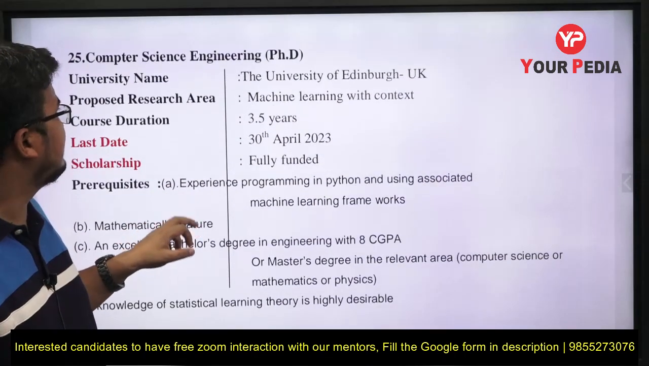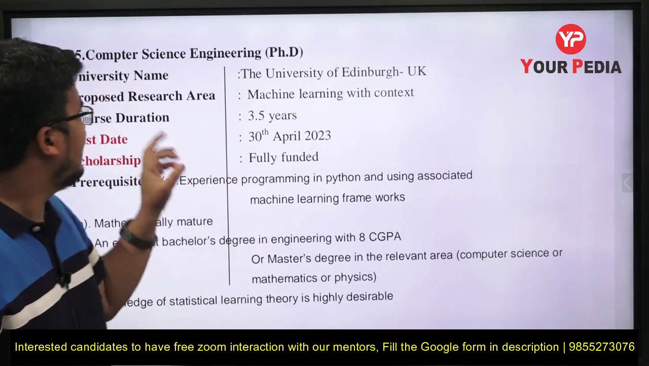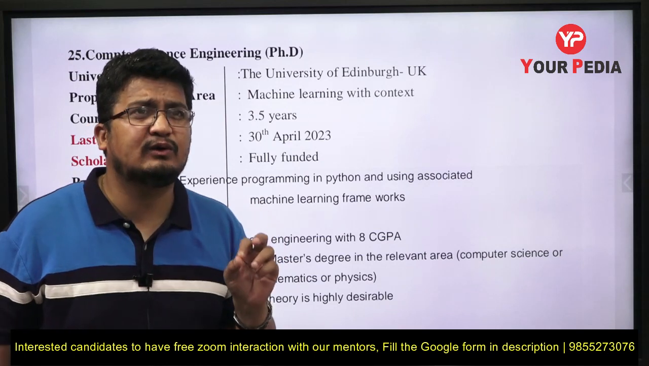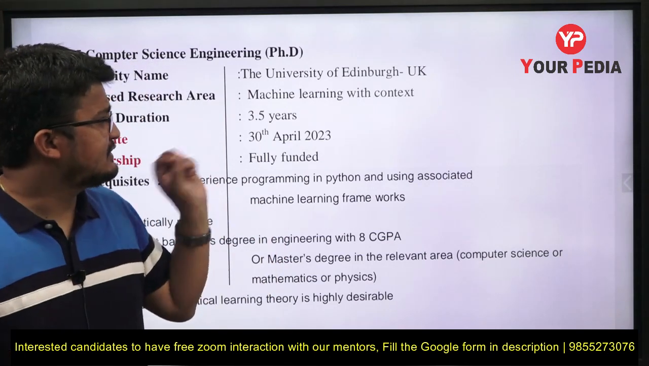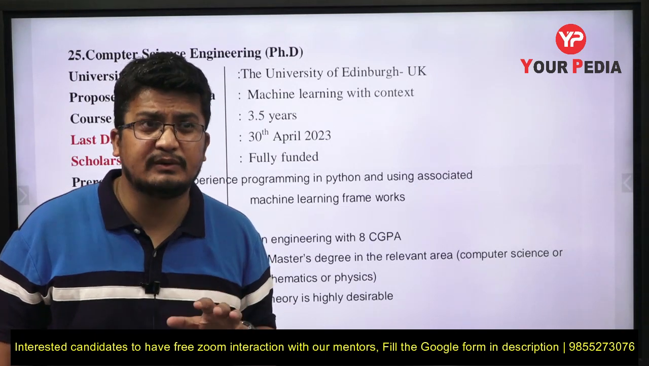Last position is computer science engineering, PhD. University name is University of Edinburgh, UK, and the research area, guys, is machine learning with context, and there is a duration of 3.5 years. Last deadline is 30th April 2023, and it's a fully funded position.